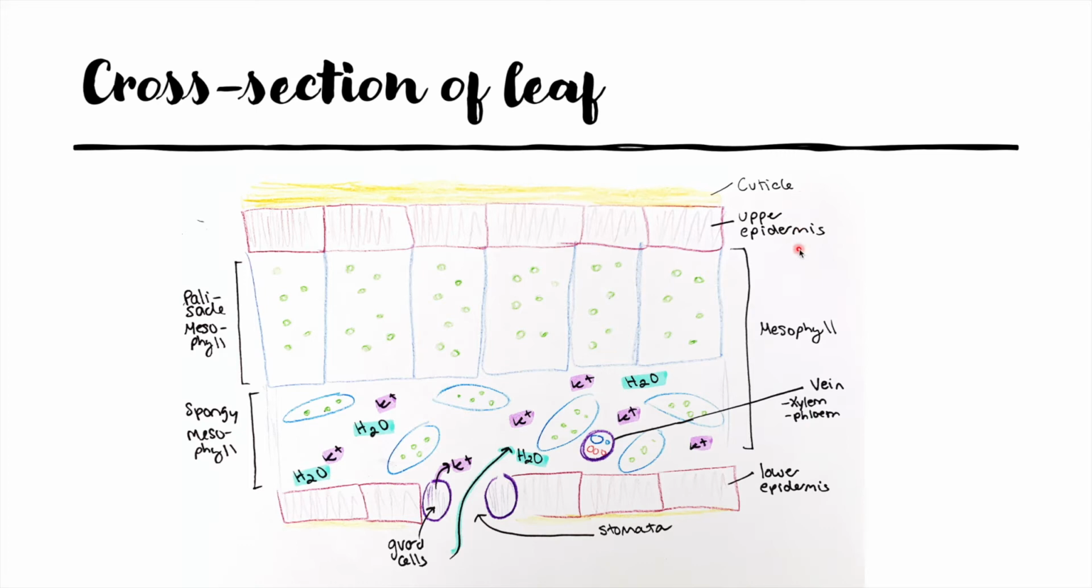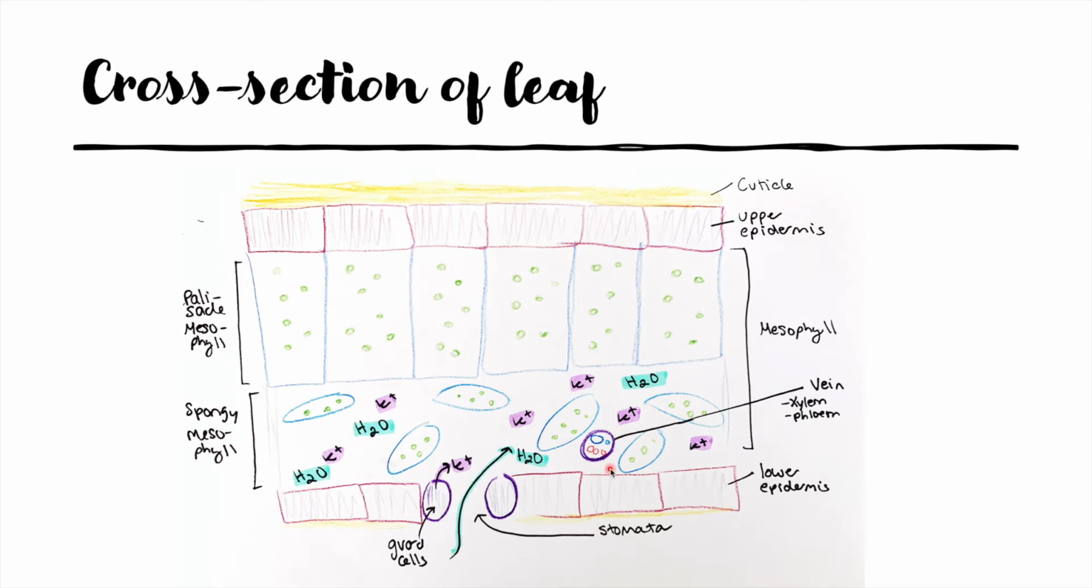The next layer is called the upper epidermis. Notice that it contains no chloroplasts. Then comes the mesophyll layer, which contains between 30 to 40 chloroplasts. The mesophyll layer can be divided into two sections, the palisade mesophyll and the spongy mesophyll. The palisade mesophyll mainly functions in photosynthesis. The spongy mesophyll provides air space, which allows for gas exchange between the plant and the surrounding environment.